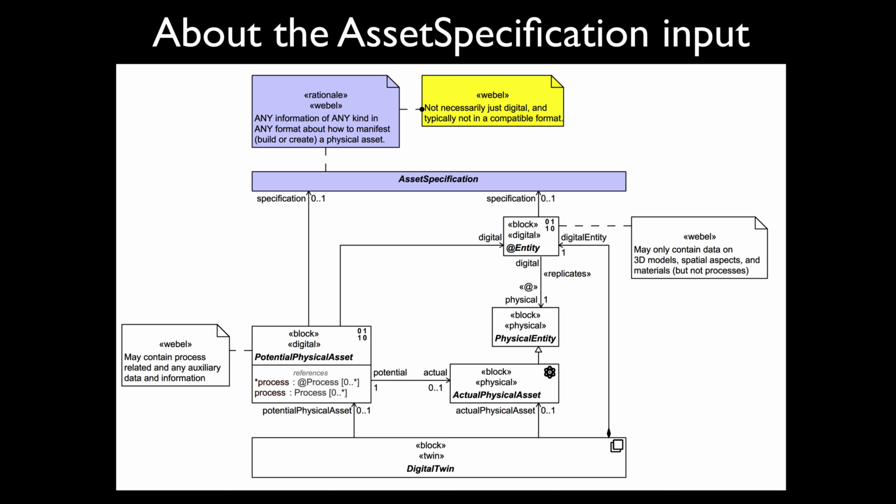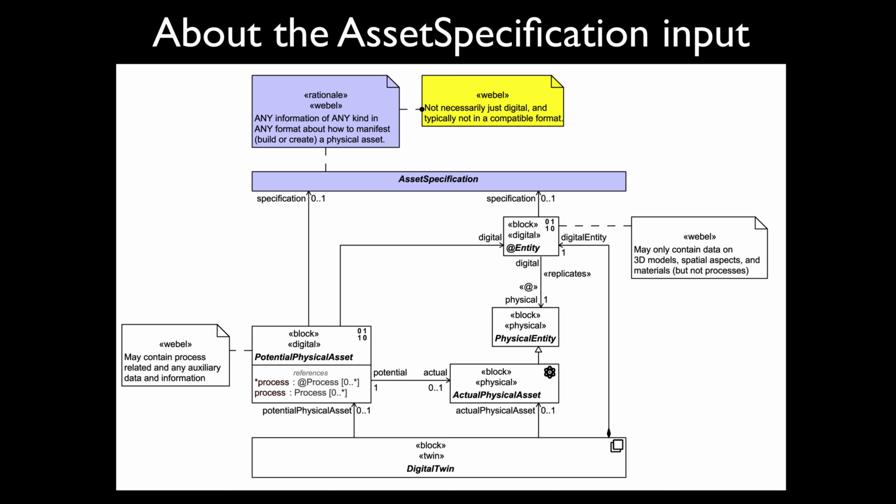Additionally, note that according to the rules of the Webel Twin Pattern, the digital entity that maps the physical entity may only contain data on 3D models, spatial aspects, and materials, but not processes. In this case, it's going to act as a template or prototype for the physical entity to be created, or in this particular case, an actual physical asset, which is a physical entity that is also considered an asset. The process-related information is carried elsewhere.